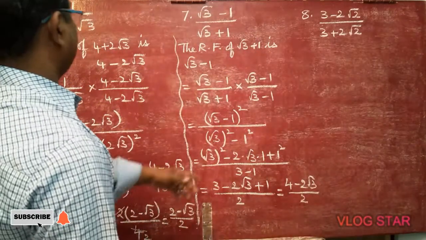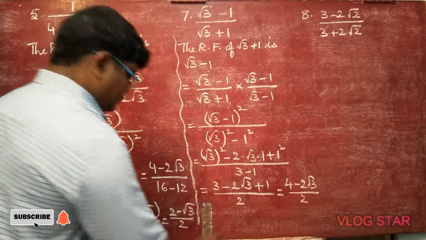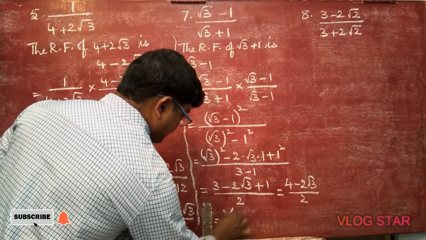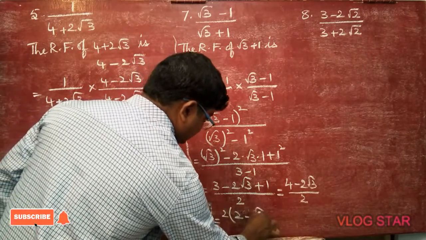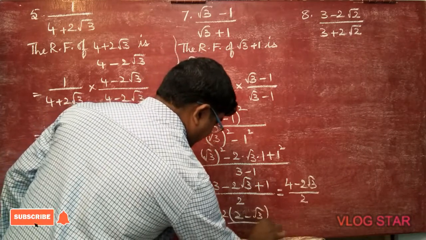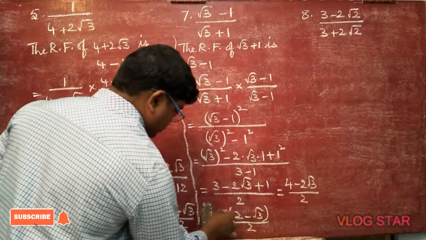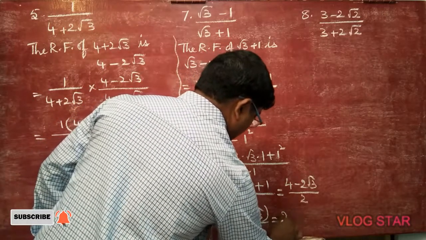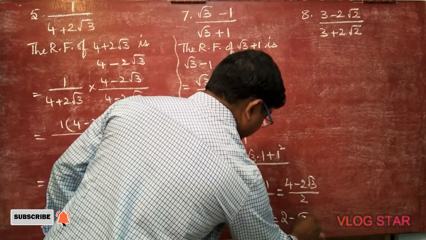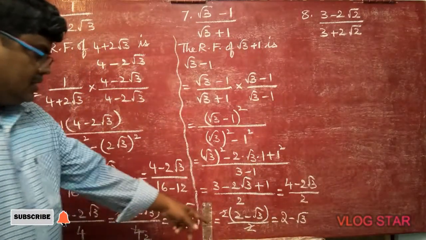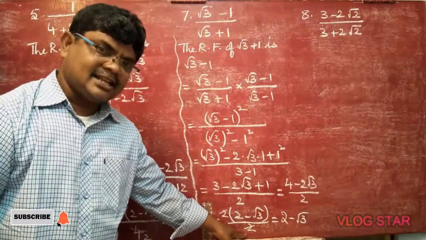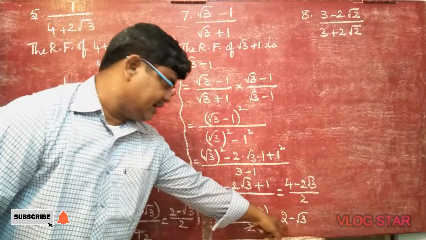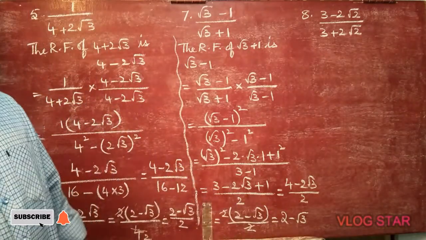Again you take 2 common. If you take 2 common, 2 minus root 3 by 2. 2 gets cancelled. What remains is the answer, 2 minus root 3. So here the denominator is 1, rationalized. If you write 1 or not writing 1, also no problem.